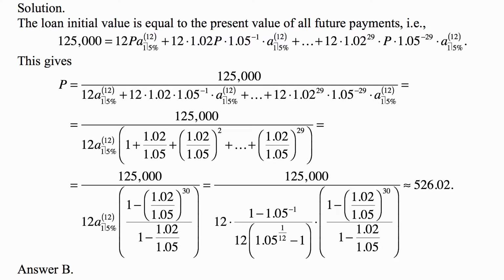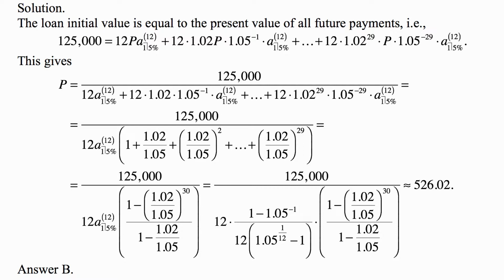We're looking for P. P is going to be 125,000 divided by 12 a angle 1 upper 12 at 5% plus 12 times 1.02 times 1.05 to the negative 1 times a angle 1 upper 12 at 5%, so on up to the last term, which is 12 times 1.02 to the 29 times 1.05 to the negative 29 times a angle 1 upper 12 at 5%.